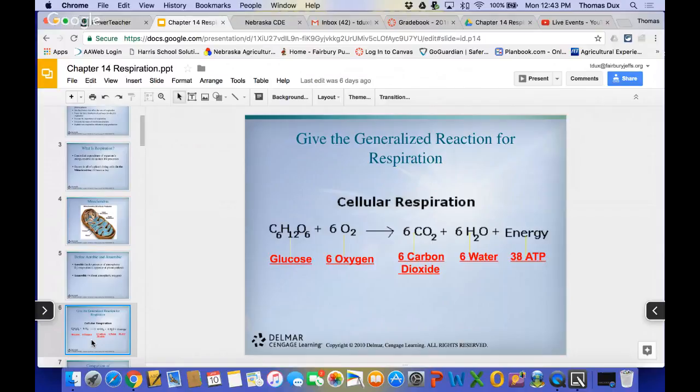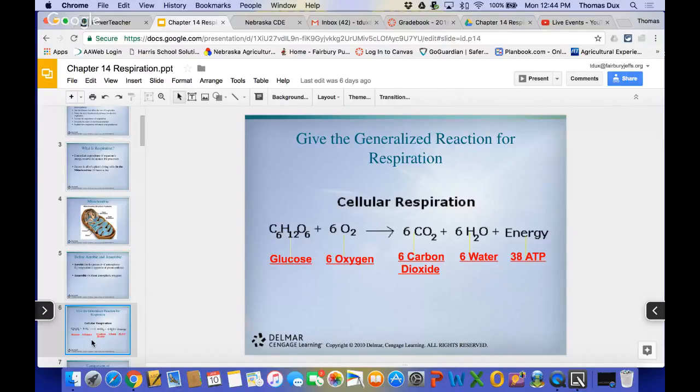All right, this is the generalized reaction for respiration. Essentially, it's essentially the opposite now of photosynthesis. Because in photosynthesis, we had glucose and oxygen that was made over here, and then these things, well, water and carbon dioxide were really the reactants. Okay? Now it's flip-flopped.